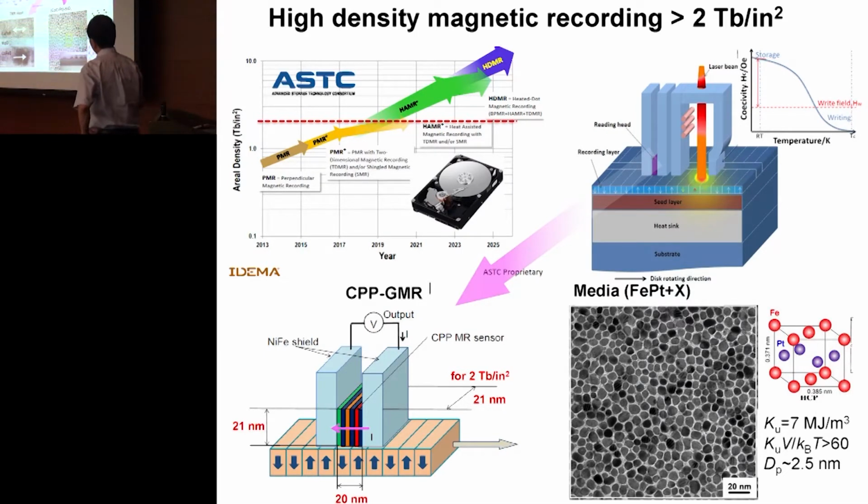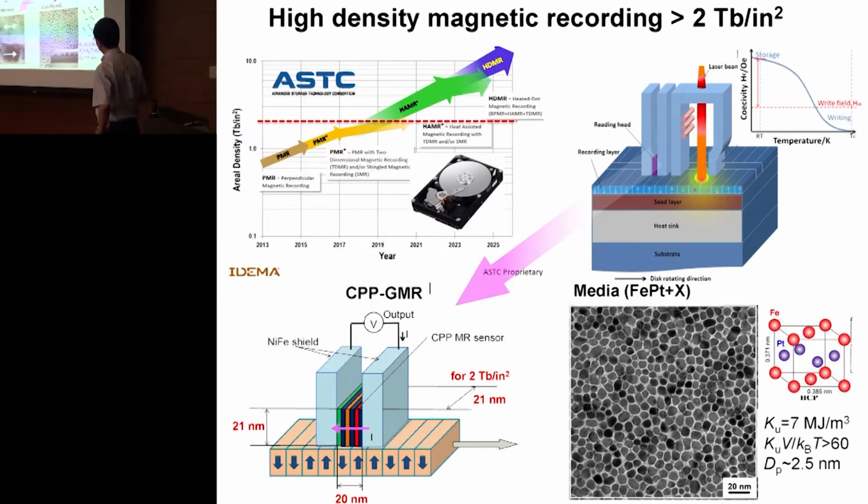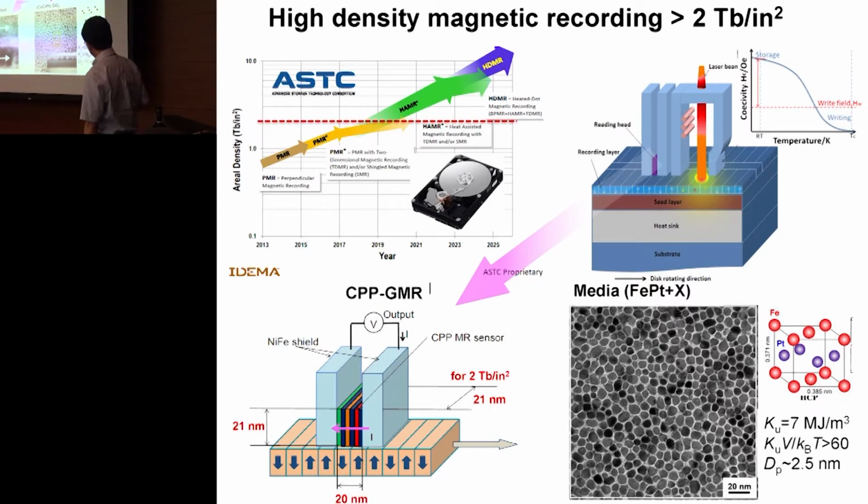So in order to reach this area, with the current recording system, we won't be able to reach this goal. The issue is that currently we use the perpendicular magnetic recording method, and for the media we use cobalt-based alloys. The cobalt-based alloy's magnetocrystalline anisotropy energy density is about 0.3 megajoule per cubic meter. And we have to satisfy this condition: the magnetocrystalline anisotropy energy has to be 60 times larger than the thermal energy.